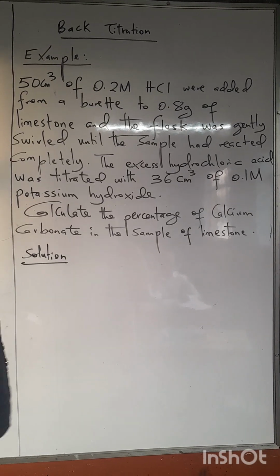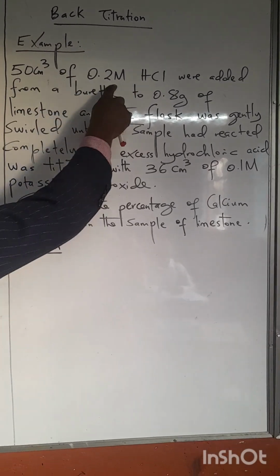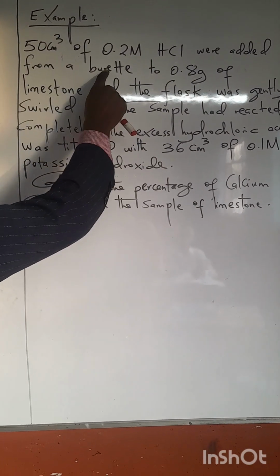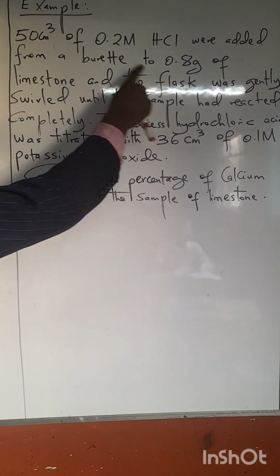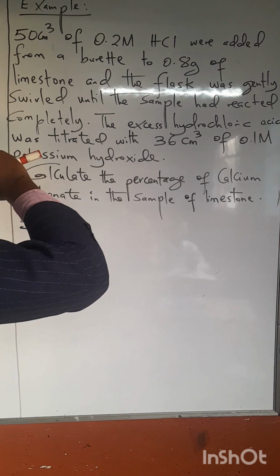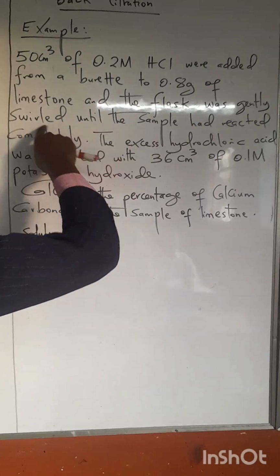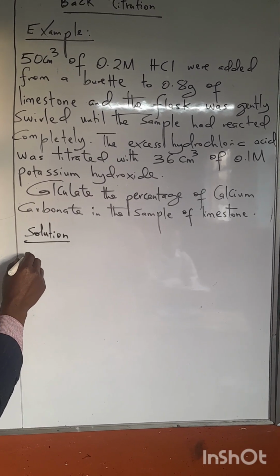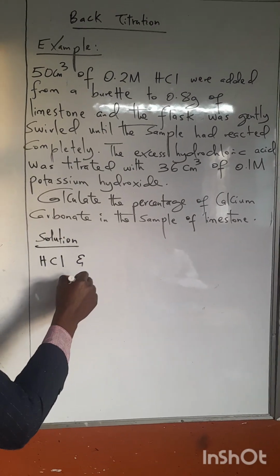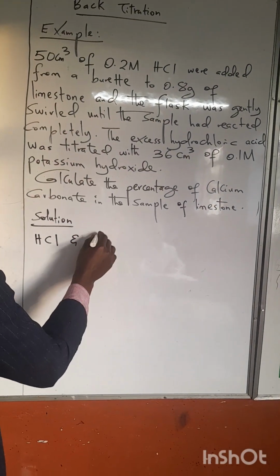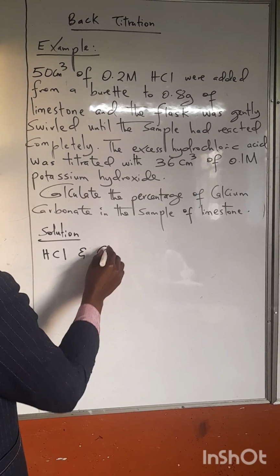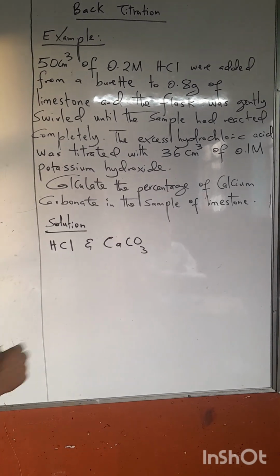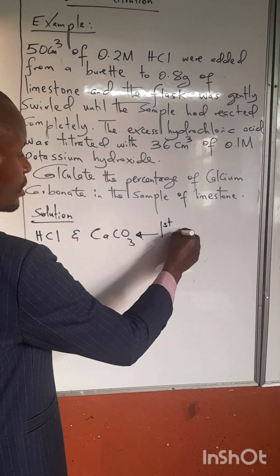Looking at this question, we have 50 cubic centimeters of 0.2 molar HCl. That means this solution is a standard solution. It's added from the burette, so it is the titrant, to 0.8 grams of limestone, and the flask was gently swirled until the sample had reacted completely. So there is a reaction between HCl and limestone. In this case, what is in limestone is calcium carbonate. Let me label this as the first reaction.